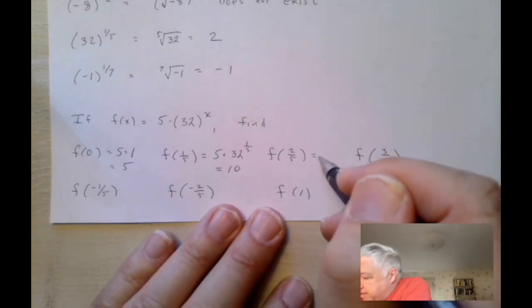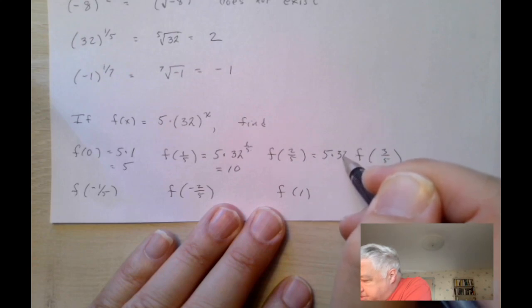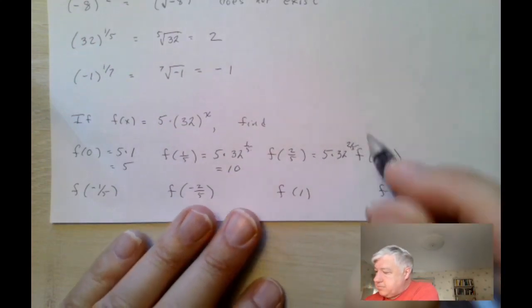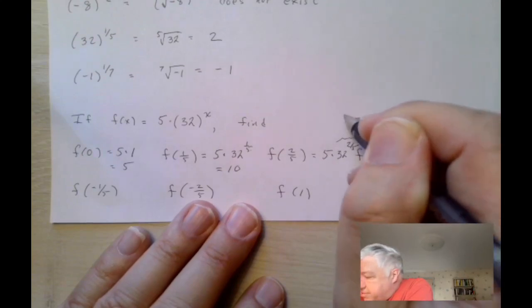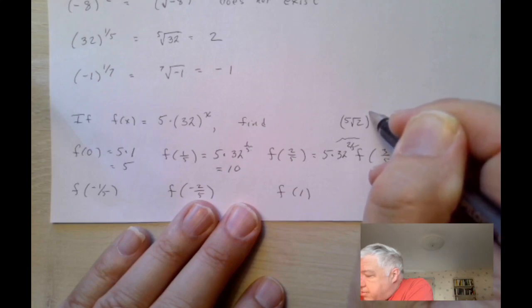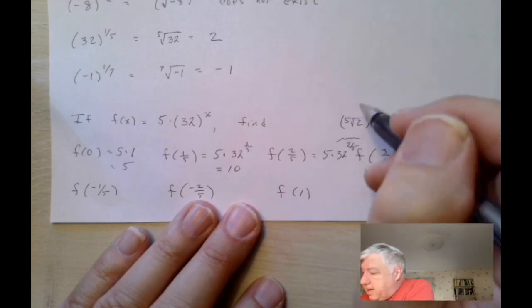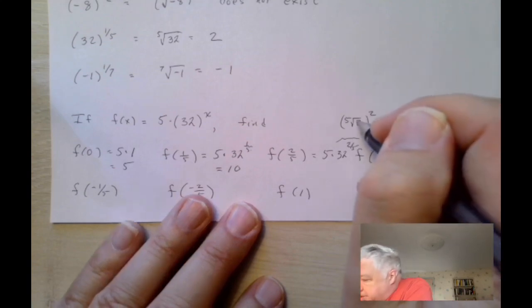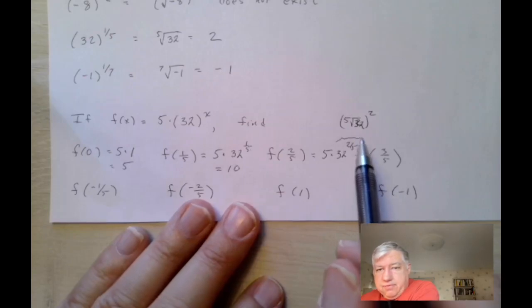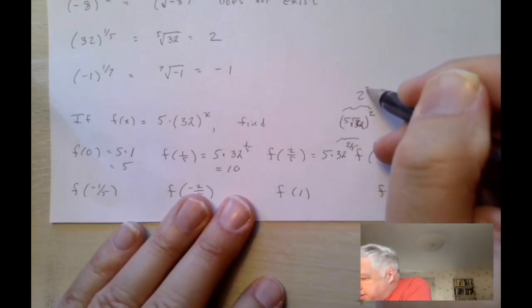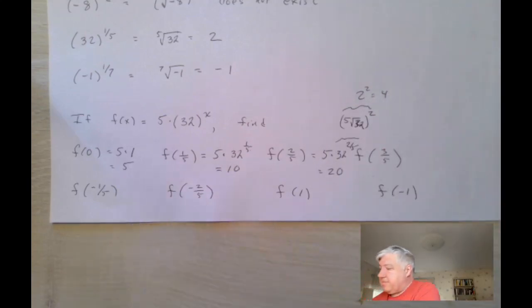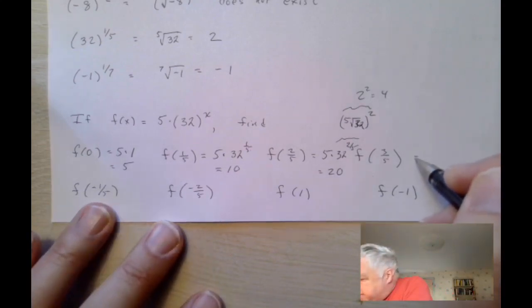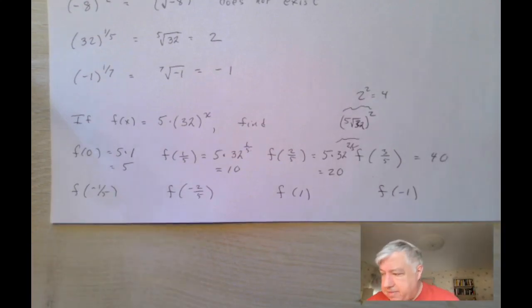f of 2/5 would be 5 times 32 to the 2/5, and 32 to the 2/5 would be the 5th root of 32 squared, which is 2 squared, which is 4. So this is 5 times 4, so this is 20, and so on. And you can check that this next one will be 40. I'll leave you to check that.